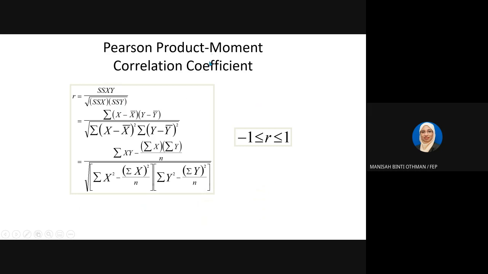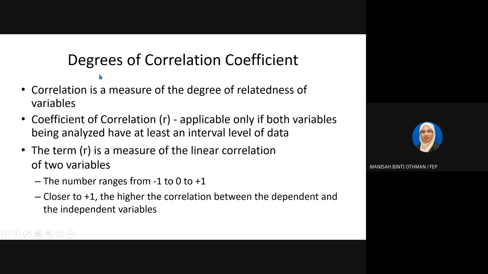Next, in regression we want to see the correlation coefficient. We want to see the degree of relatedness of those two variables. The coefficient of correlation uses the symbol R, and we want to see the linear relationship. The figure you can get is between -1 and +1.